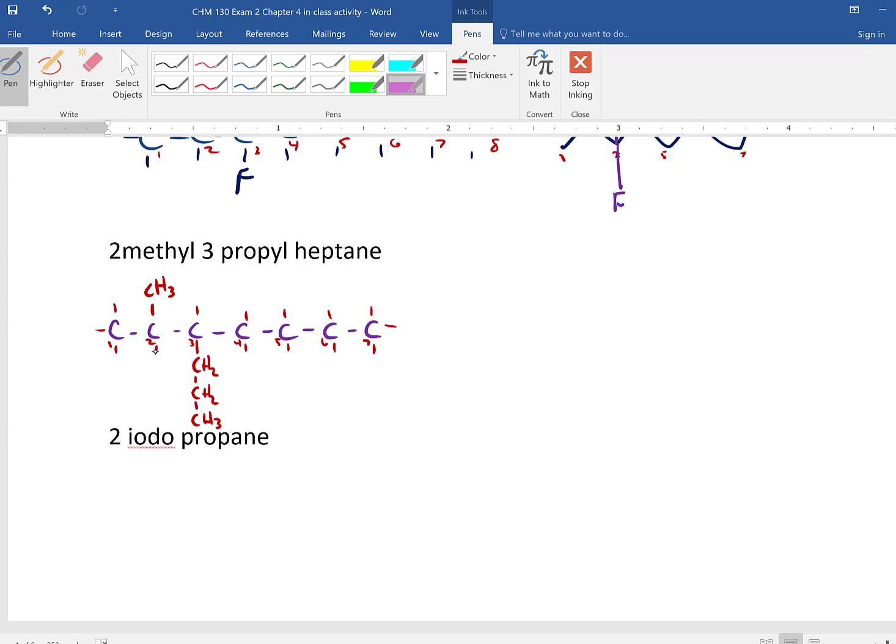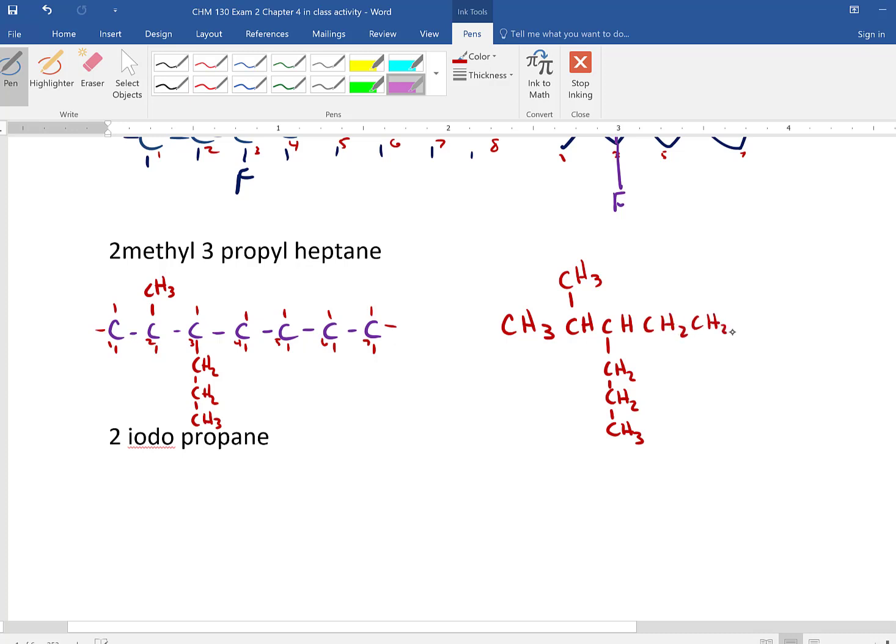On the test, I'll actually tell you what structure. So I might say, use the condensed structural formula, draw this. If we're going to do the condensed, I would have to turn around and redo my formula, add the hydrogens, and write it in a condensed way. So I would look at this and say, well, I have CH3, CH, put my line up, CH, put my line down, and then CH2, CH2, CH2, CH3. So that's how you do the condensed.